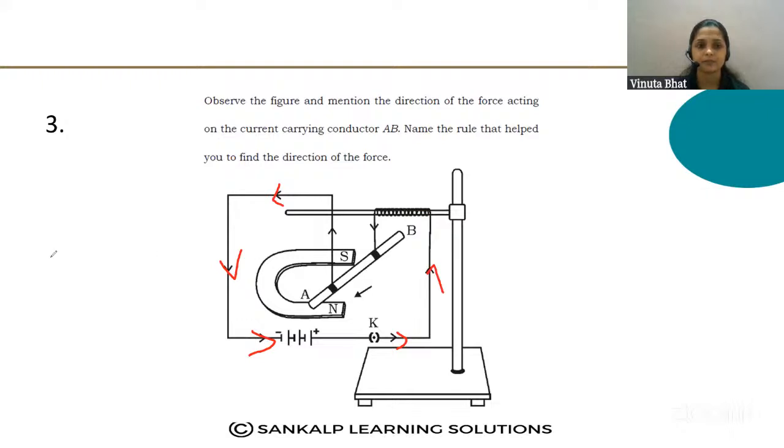Again, there is a magnetic field, and the current is flowing in this direction from B to A. Name the rule that helps to find the direction of the force.